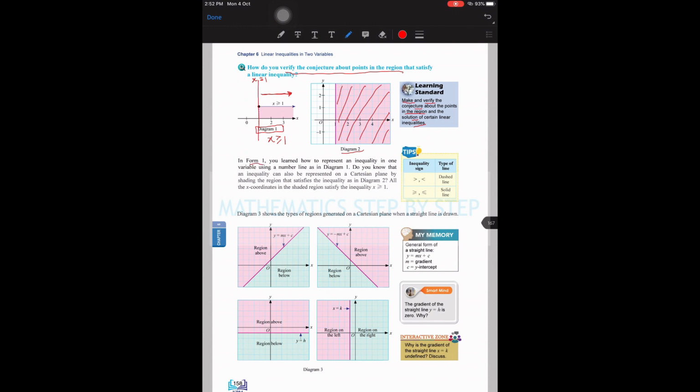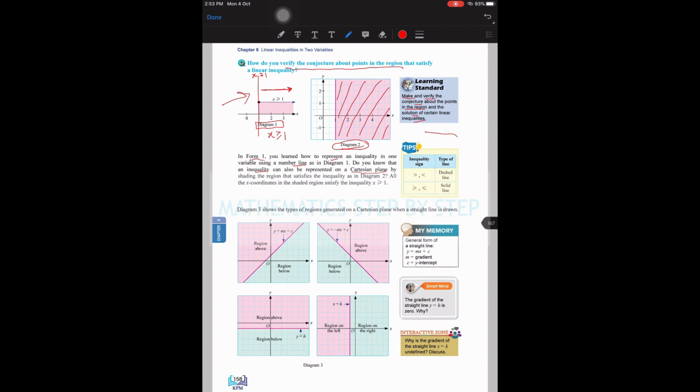So in form 1, you learn how to represent an inequality in one variable using a number line, as in diagram 1, okay? So I hope you still remember. But if you don't remember, we'll learn from scratch again now, okay? I will guide you step by step. Do you know that an inequality can also be represented on a Cartesian plane by shading the region that satisfy the inequality, as in diagram 2, okay? So later on we'll learn more on this.